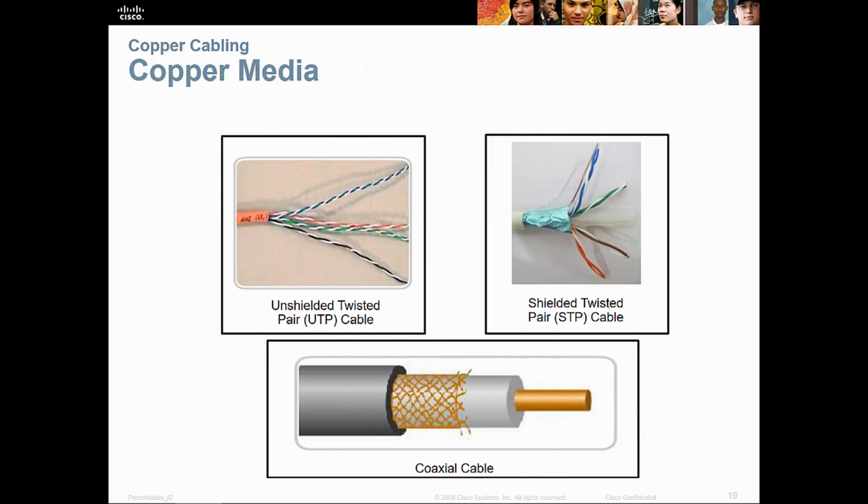Some of the copper media, which we already talked about, twisted pair versus coax. Twisted pair comes in 2 flavors, unshielded and shielded. And then coax is just regular coax.